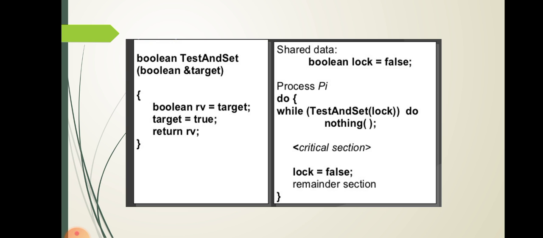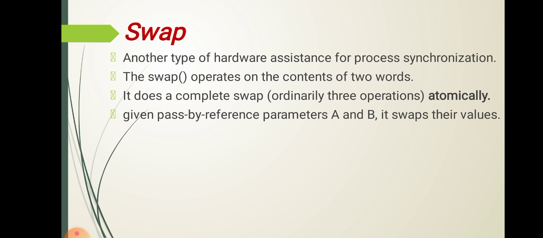One more thing in test and set is, what are the disadvantages of the test and set instruction here? It does not guarantee bounded waiting, and it is a busy waiting. So if one process is busy executing the critical section, the other processes need to wait here. Okay. So now the second instruction is the swap instruction.